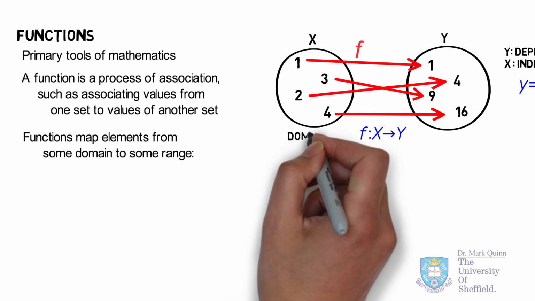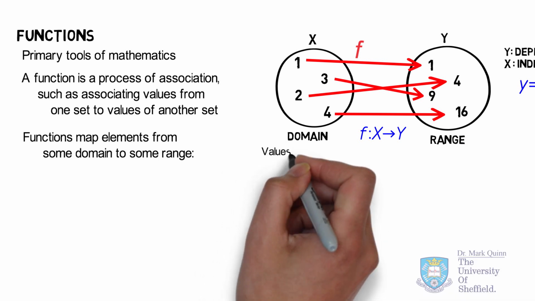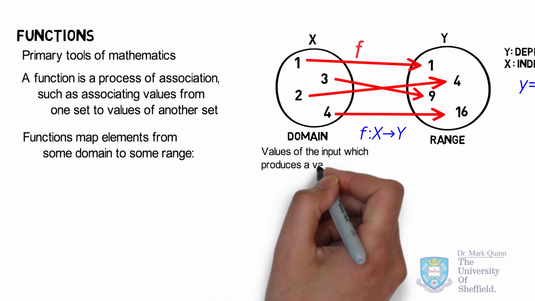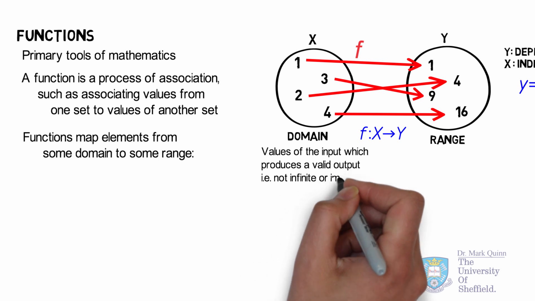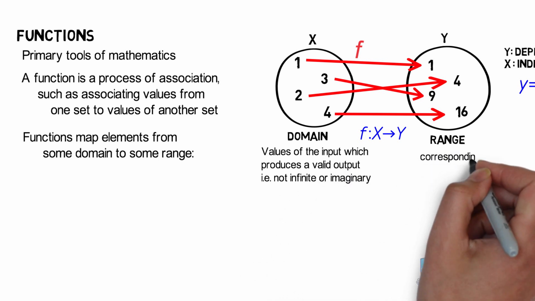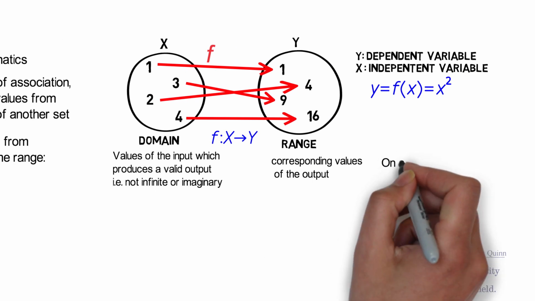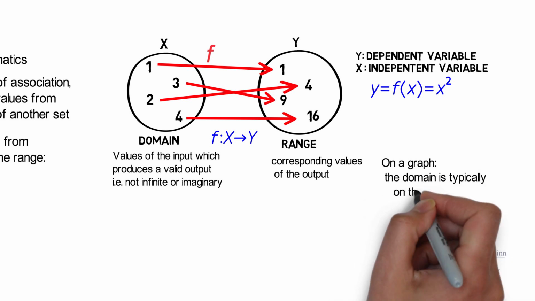Notation-wise, you might see it written as f(x) mapped onto y, and the domain is all the values of the input which produce a valid output. That is, an output that is not infinite or imaginary. The range then is all of these possible outputs, and on a graph we can sometimes visualize these functions by placing the domain on the horizontal axis and the range on the vertical axis.